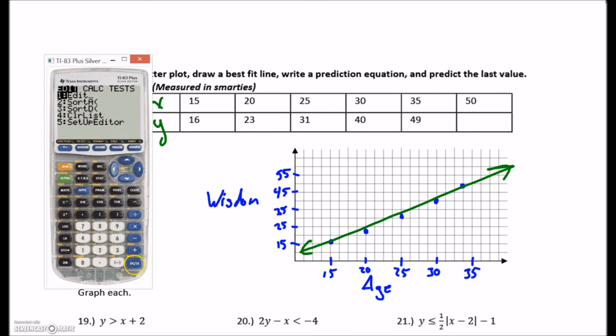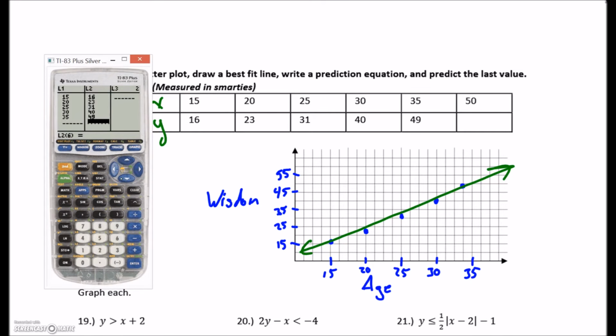The very first thing there is Edit, so I click Enter. I'm basically going to take this horizontal table and plug it in vertically. So I plug in the 15, the 20, and notice I don't punch in the value of 50 because there's no y value that goes with it. So I just punch in the values that have x and y. Then I punch in the y values that go with each of those. I'm basically just taking this data and putting it into the calculator, and then my calculator is going to do all the work here.